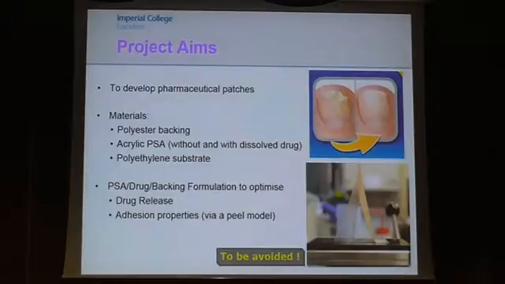And so when you have an infection like that, you want to actually apply the drug directly to it. So we want to develop a patch that you can just stick onto it. So the patch itself will consist of a backing membrane, the PSA with drug in it, and then in this particular case, for my testing in the lab, I use a polyethylene substrate because it has a surface energy which is quite similar to the nail.